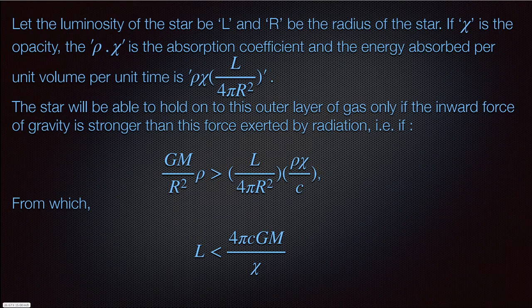Okay. So from this we get the relation G m by R square times rho should be greater than this momentum. So now from this what we get is the limit of a luminosity. Like it should be less than this value, 4 pi c G m by psi.